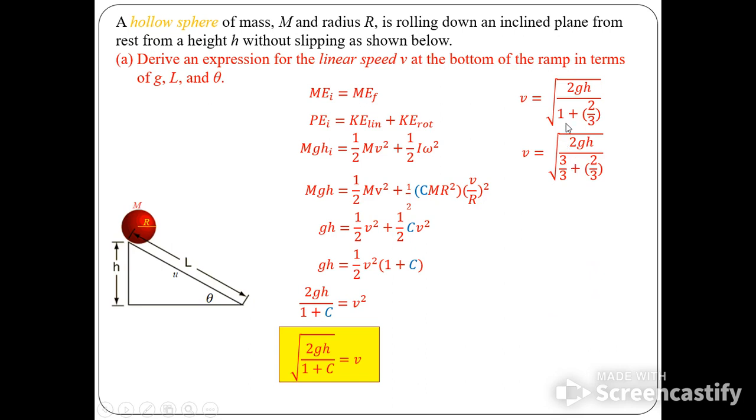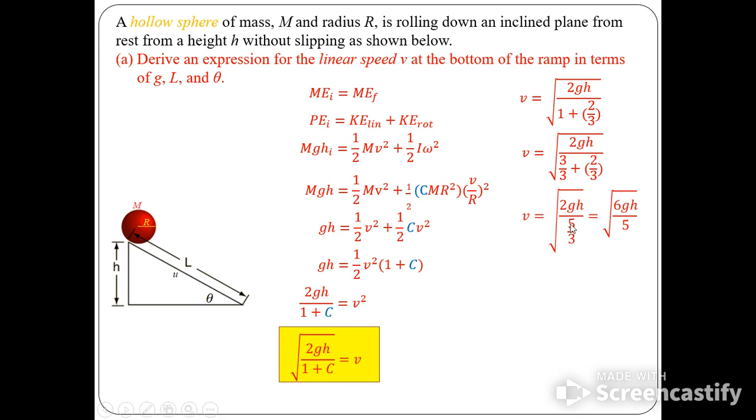Combining like terms, this is a 1. To add the fractions in the denominator, you have to use a common denominator. So the 1 turns into 3/3. Your common denominator is going to be 3, so 3 plus 2 in the numerator is 5. That's going to look like this right here. Again, the numerator hasn't changed, which is 2gh. The bottom turns into a 5 because 3 plus 2 is 5, and the common denominator here is 3, so that's going to be a 3.